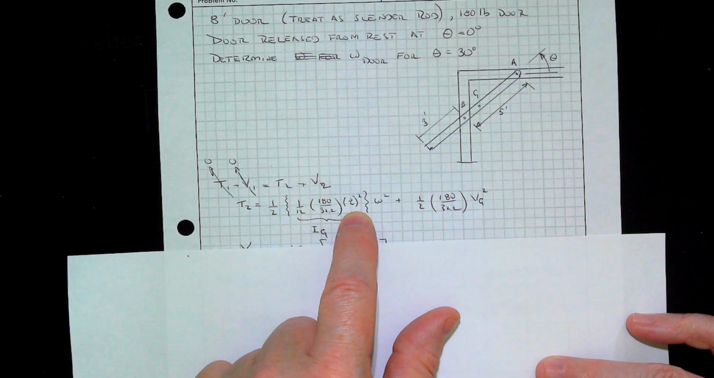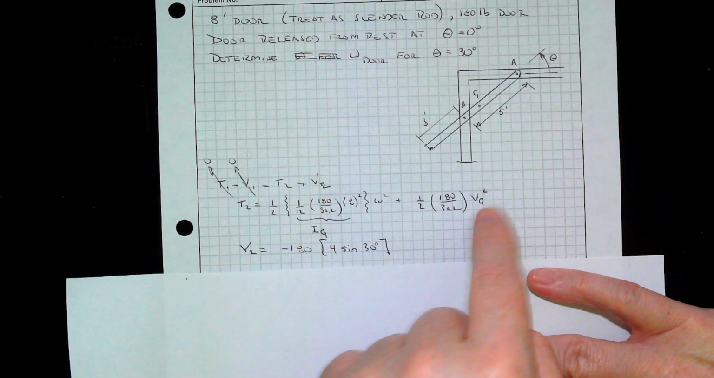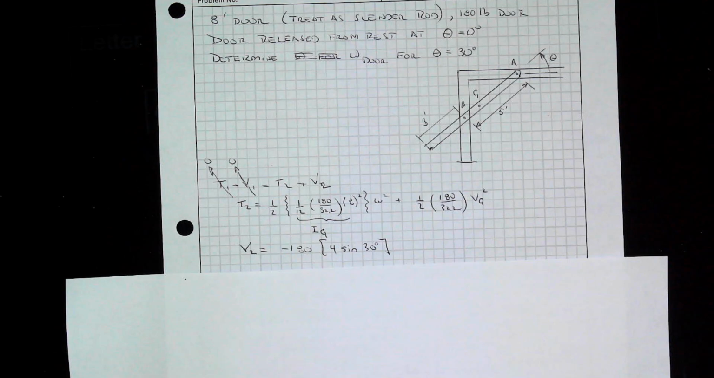All right. So it's 8 feet long. Here's the pin at B. So for an 8-foot door, there's 3 feet of overhang here. So B to G is 1 foot, and then G to A is 4 feet. All right, in the logical way. Door weighs 180 pounds.